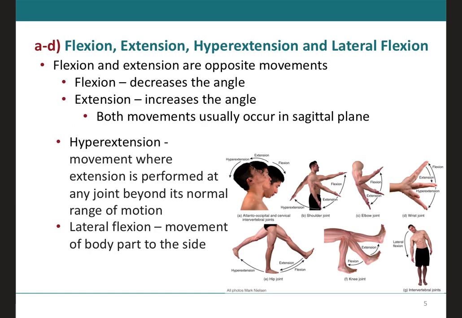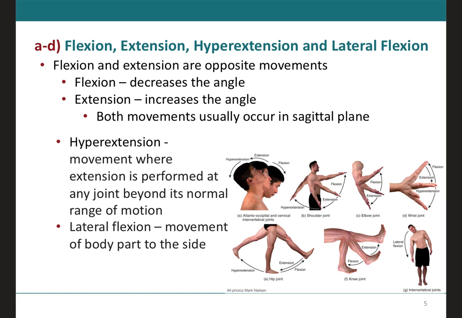Here we have flexion and extension, which are going to be opposite movements. In flexion, where flex means to bend, there is going to be a decrease in the angle between the articulating bones. In extension, where extend means to stretch out, there's going to be an increase in the angle between the articulating bones. Often, this extension will be to restore a part of the body to the anatomical position after it has already been flexed.